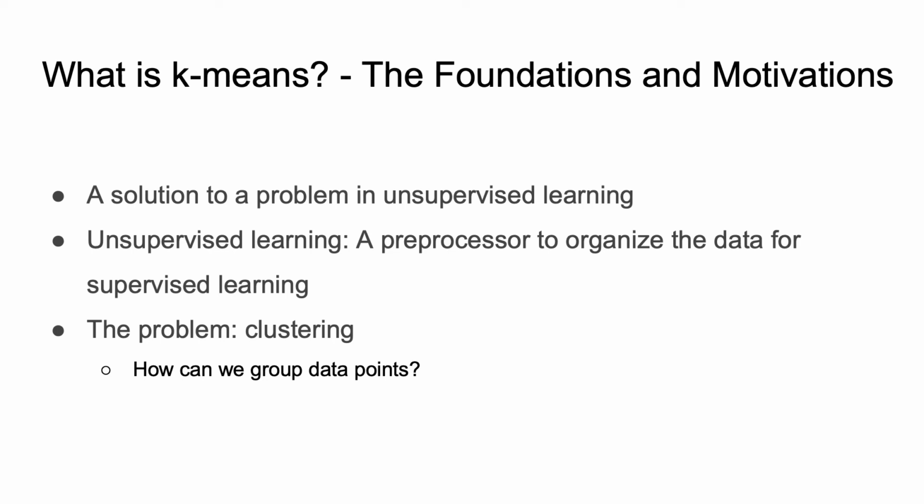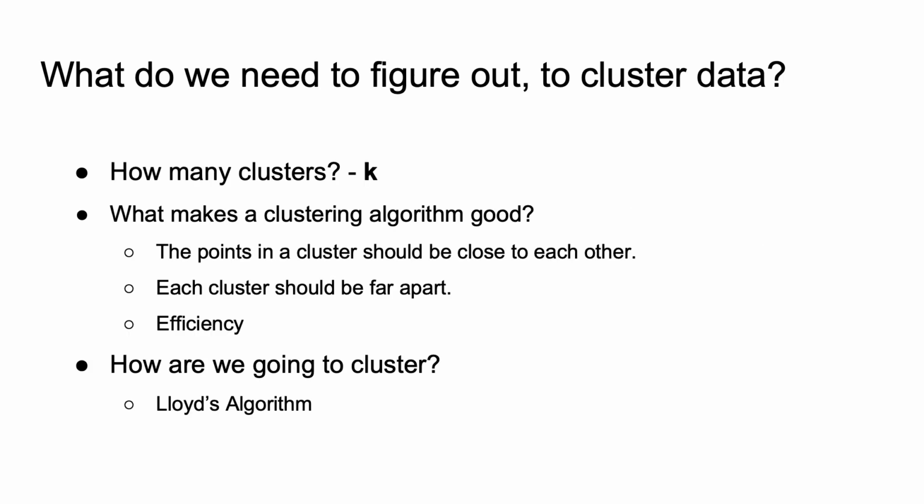For example, when learning a new language as a child, you may be looking for patterns, or if you have a database of unlabeled movies, you may want to organize them somehow. Now, we describe K-means as a solution to a problem, and that problem is clustering. Clustering is a way of grouping data points. In order to group data points, there are things we need to figure out. The first thing we need to know is how many clusters we need. For the sake of this presentation and the algorithms, we will refer to this number as k.